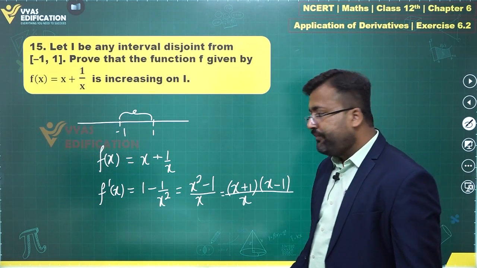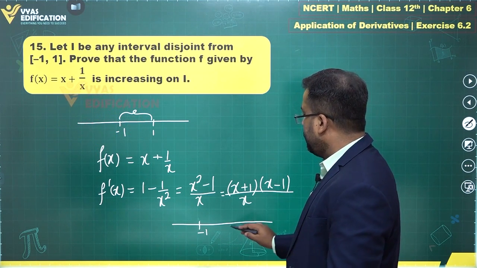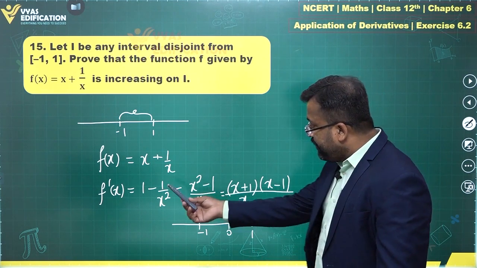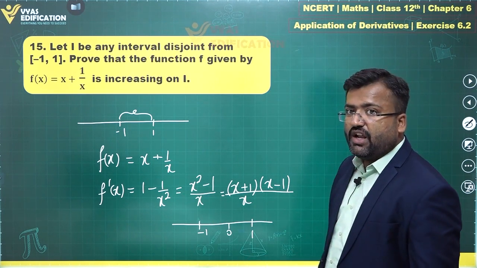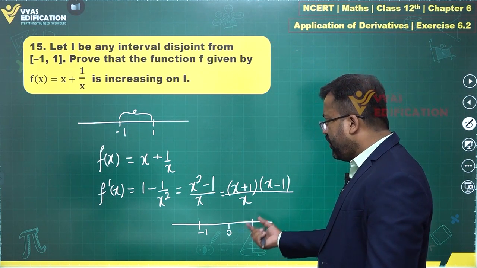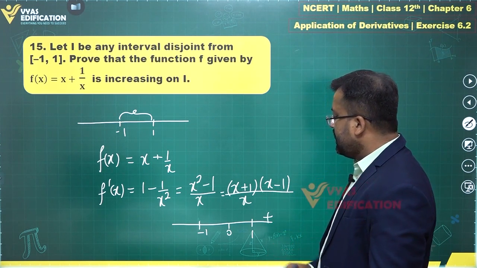This is what you get. Okay, the critical points are minus 1, 0 and 1. That's what I observe. The sign of f prime x for values greater than 1 will be equal to what? For values beyond 1, let's take for example 2. This will be positive, this will be positive, overall will be positive.